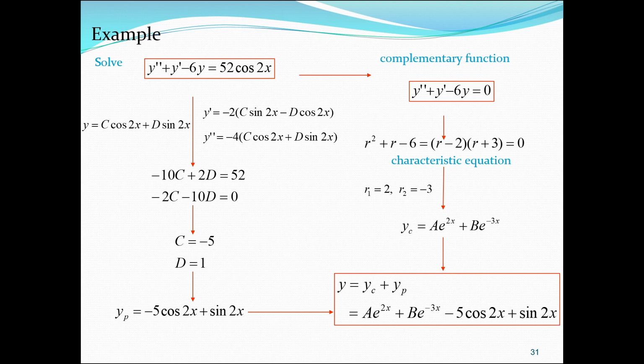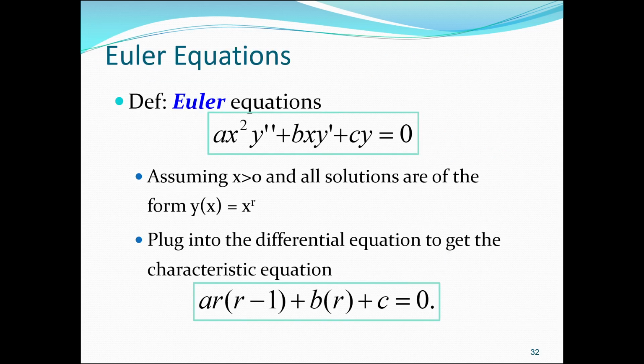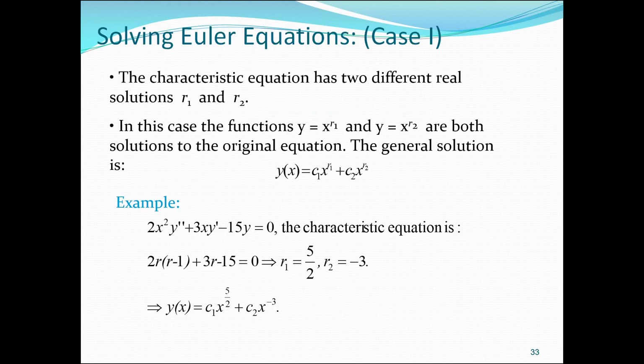The same process we apply in the next examples. Finally we see Euler's equations. Okay, Euler's equation we write as a into x squared into y double dash plus b into xy dash plus cy equal to 0. Here we assume x greater than 0, meaning the solutions are of the form y of x equal to x power r. In this differential equation we write the characteristic equation like this: a r into r minus 1 plus b into r plus c equal to 0.